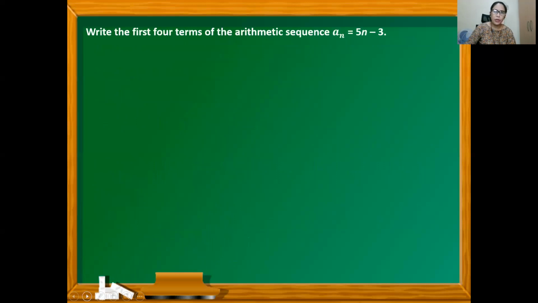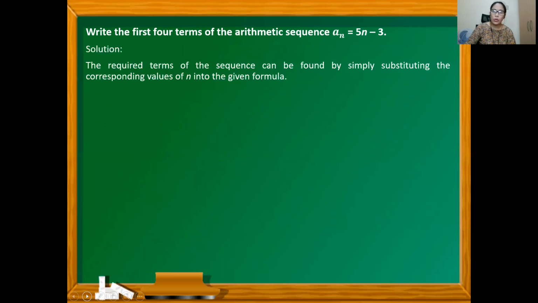Okay, so write the first 4 terms of the arithmetic sequence a sub n equals 5n minus 3. The required terms of the sequence can be found by simply substituting the corresponding values of n into the given formula. So we solve this problem by finding d of the arithmetic sequence. So we have a sub n here.